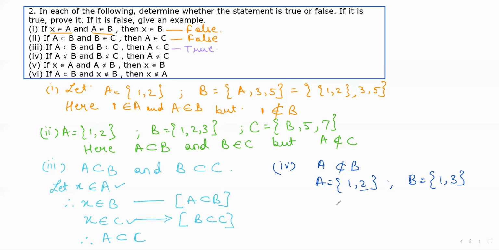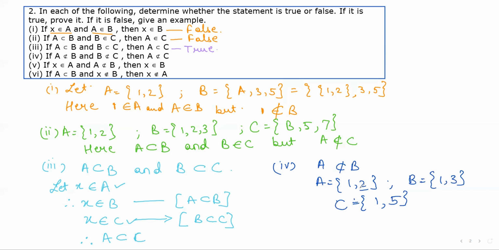B is not a subset of C. So all the elements of B are not present in C. C can be anything like 1, 5. So again, 1 is present over here, but 3 is not present. Then A is not a subset of C. A is not a subset of C. Now in this scenario, it is easily found that A is not a subset of C.